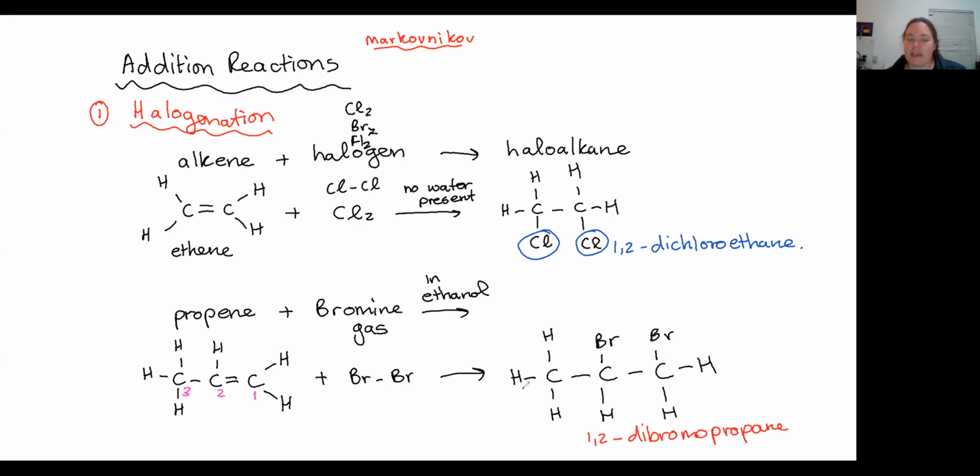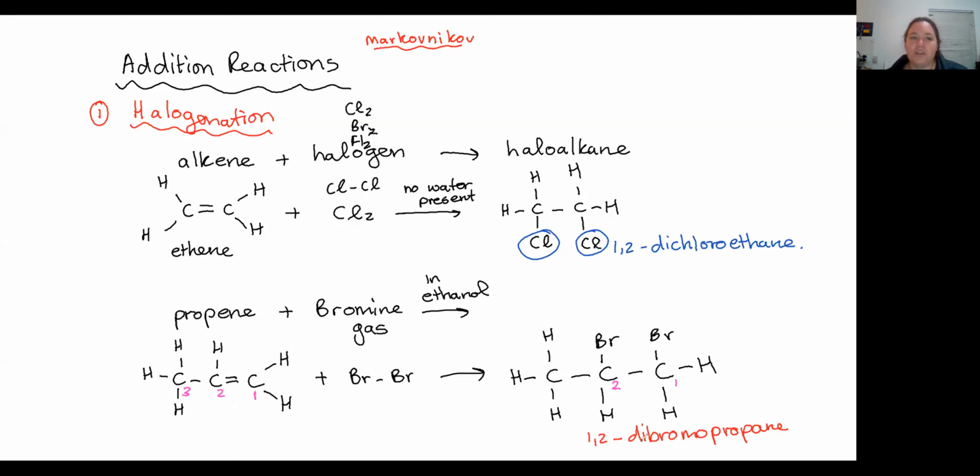There's my bromine gas. And when I add it in, 1 bromine is going to go to carbon 1, 1 is going to go to carbon 2. So there they are. Once again, it doesn't matter if they're above or below, as long as 1 is on carbon 1 and 1 is on carbon 2. And the name is 1,2 dibromopropane.